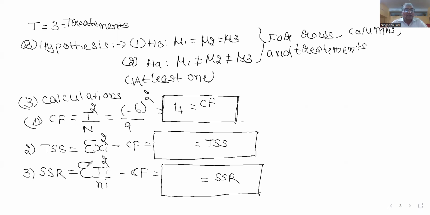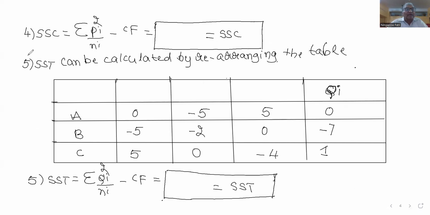SSR equals the summation of Ti square divided by Ni minus CF. Simply write the formula. If you do not remember the formula, see the formula booklet and write these formulas. Mark here SSR, not necessary to calculate now. I will get this value later from the calculator. Then SSC equals the summation of Pi square upon Ni minus CF. Simply box it and write SSC. I will tell you how to get it.